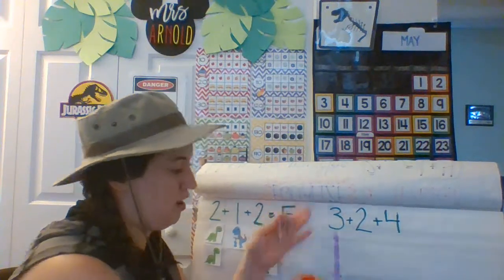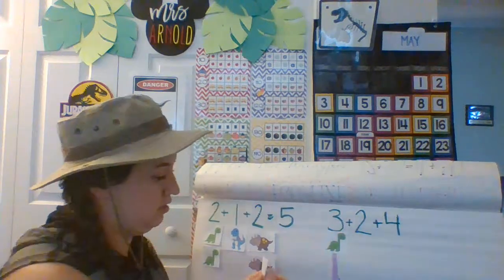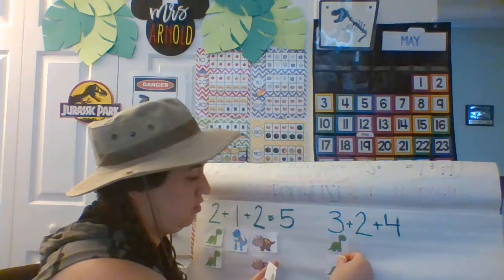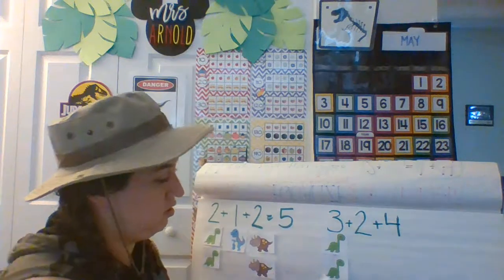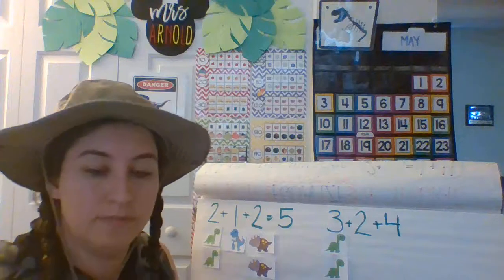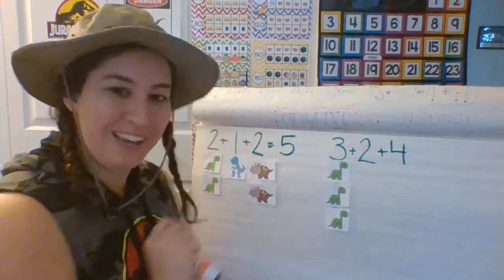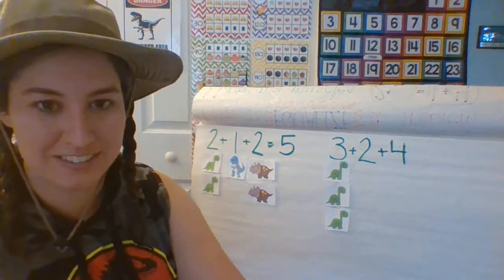Mrs. Arnold's just going to draw a big line and stick 3 dinosaurs up here. 1, 2, 3. We had 3. Oh man, you can't see him. There we go. We have 3 green dinosaurs.